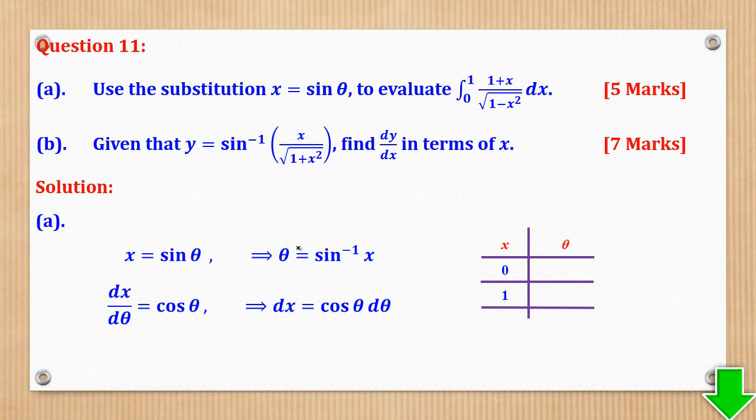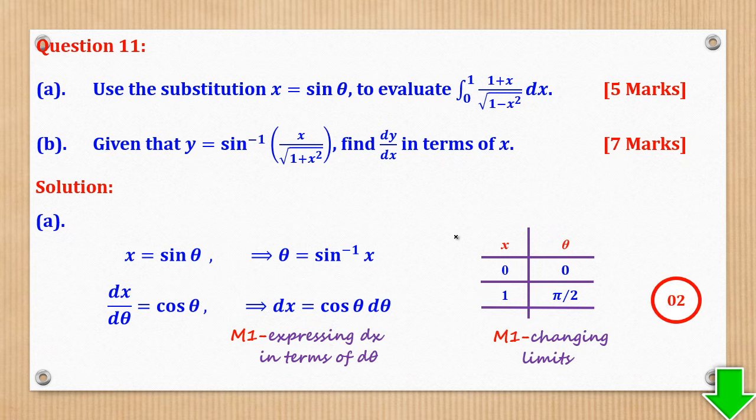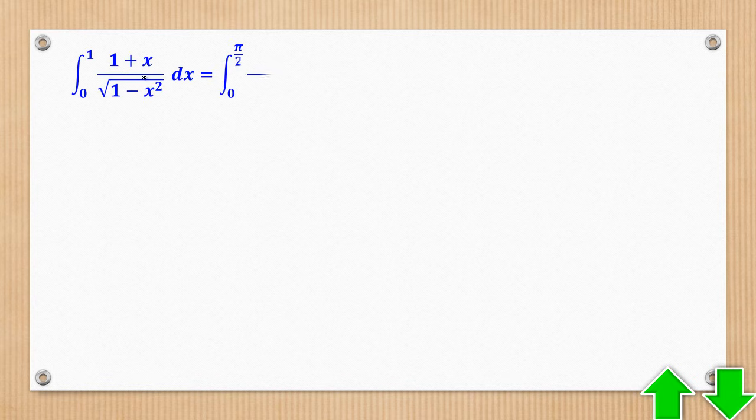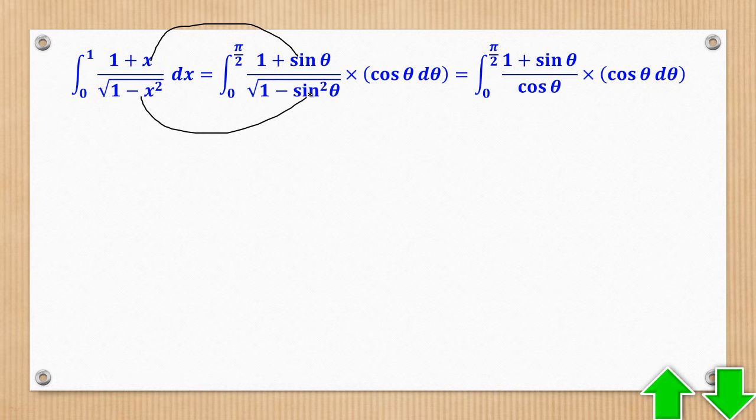When x is 0, put here 0, arcsine 0 is 0. When x is 1, put here 1, arcsine 1 is pi over 2. We use radians. Then now I can change the variables. Substitute for x and dx. So where there is x, we put sine theta, and where there is dx, we put cos theta d theta.